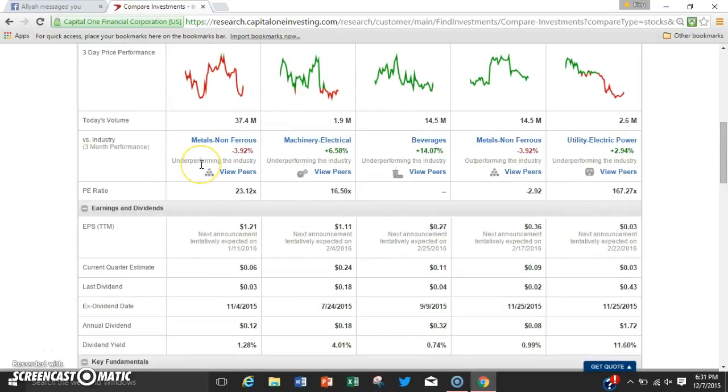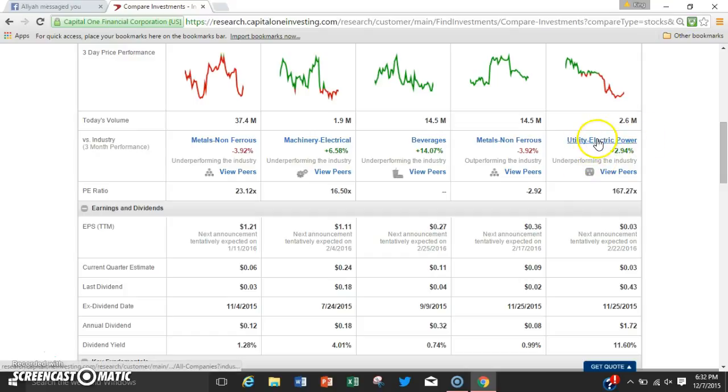And again, percentages and ratios differ from other industries. The 3-month performance is down 32%. It's underperforming the industry, which is not really bad, but something you want to take into consideration. Okay, so we do have one outperformer, but it's down basically 4% in the last 3 months.